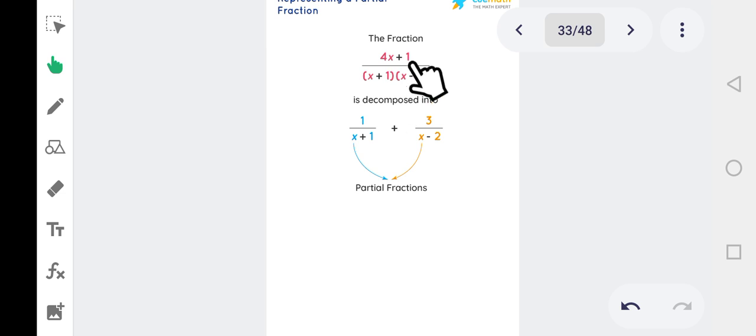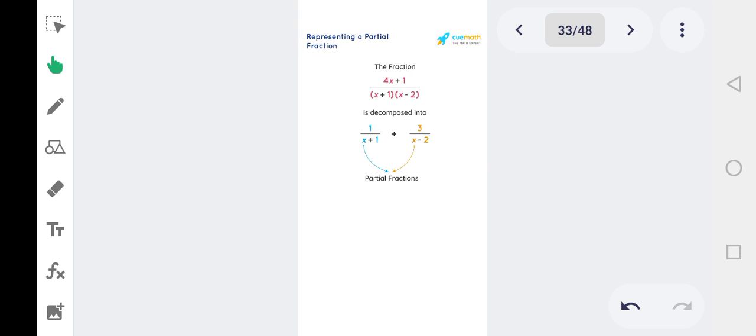Okay. So here again, we've got an example representing a partial fraction. This is a normal fraction, or in other words, a rational fraction. That rational fraction, when it is decomposed or broken into simpler parts or simpler fractions, is going to end up with these two fractions. So these two fractions are called partial fractions.